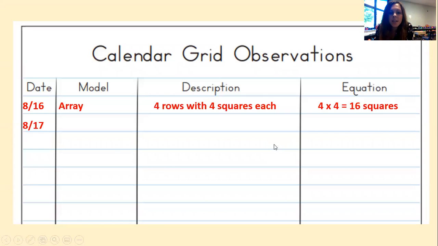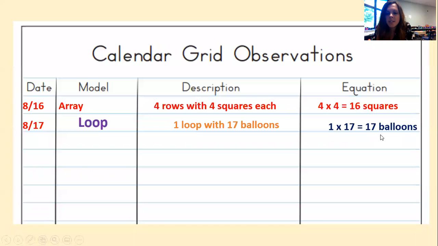Let's write down the date. Today is 8/17. The model, we can call that a loop. And for the description, I'm going to write one loop with 17 balloons, because I saw one circle and there were 17 balloons in that circle. That means for my equation, I'm going to write 1 times 17 equals 17 balloons. Nice job.